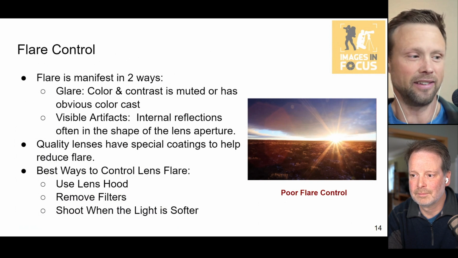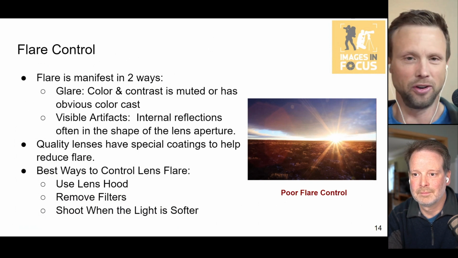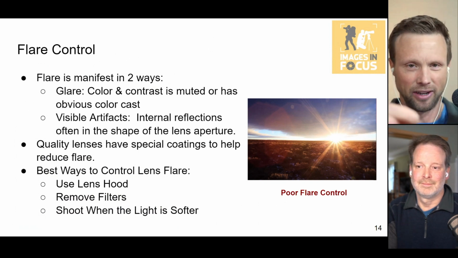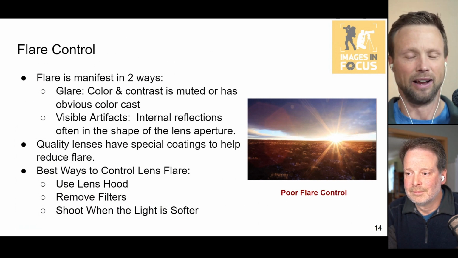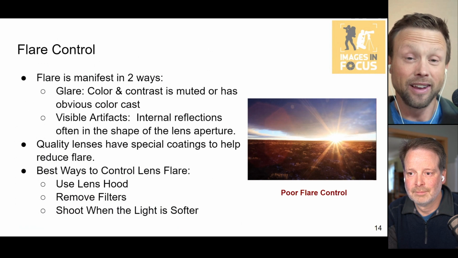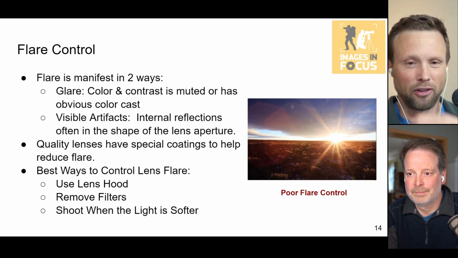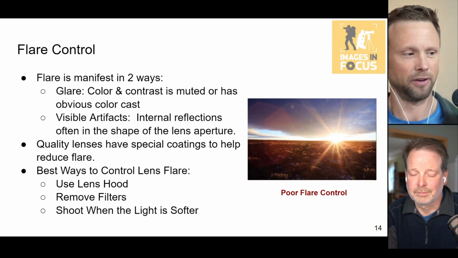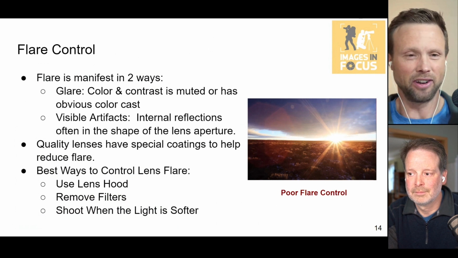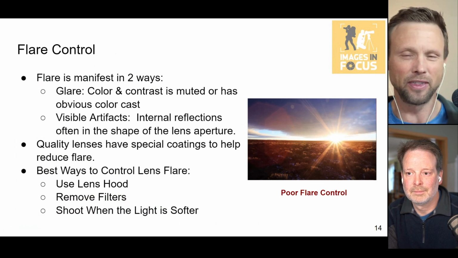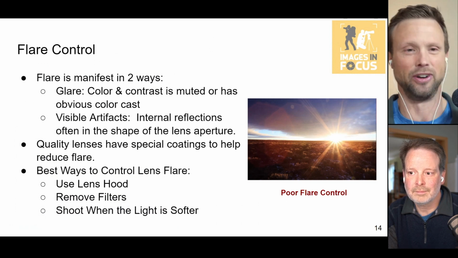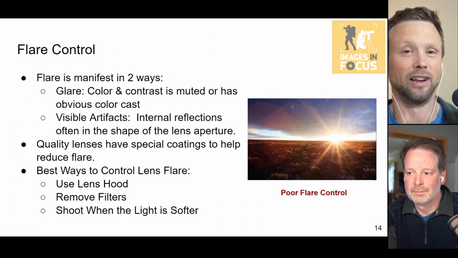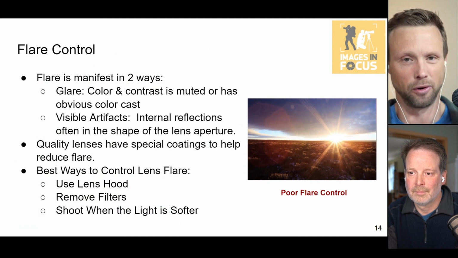The second thing is you remove filters. If I'm shooting into the light, I want to cut down those internal reflections that are going on. If I have a filter on the front of my lens, well, guess what? Now I got more surfaces for that light to bounce off of. And then the third thing is just shoot when the light is softer. Wait for that sun to just hit the very edge of that horizon and then shoot into the light. You're going to find you get a lot less flare when the light is not so harsh.